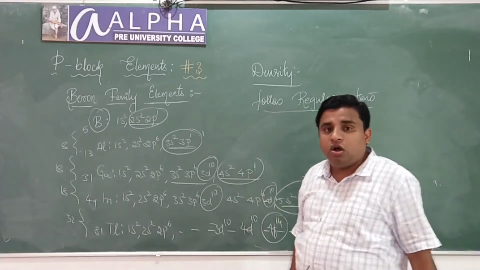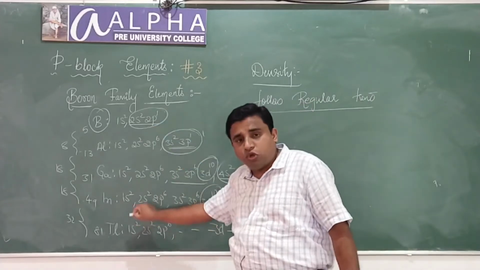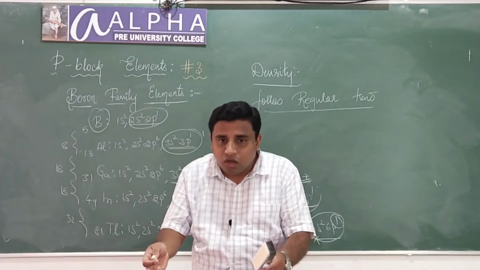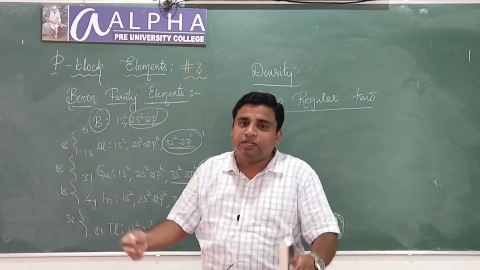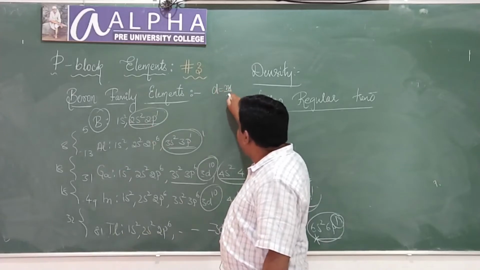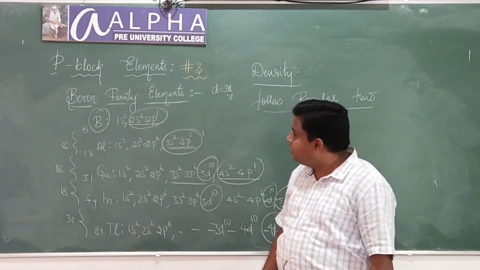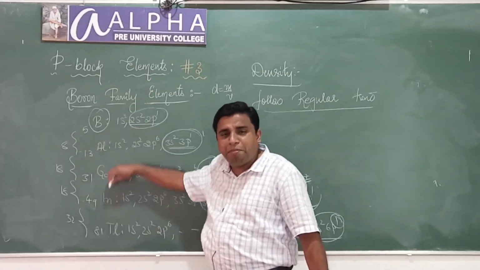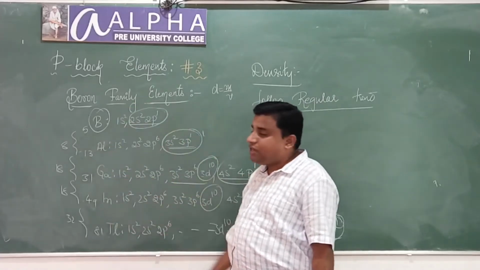We know density should increase down the group, isn't it? Down the group, mass increases. Since the mass increases, the density should increase, because density is equal to what? Mass by volume, isn't it? Density is equal to mass by volume. Down the group, since the atomic mass increases, density will increase.